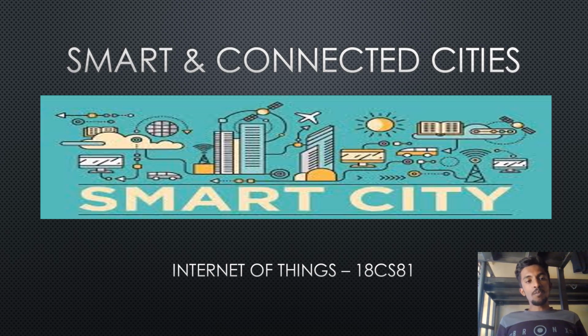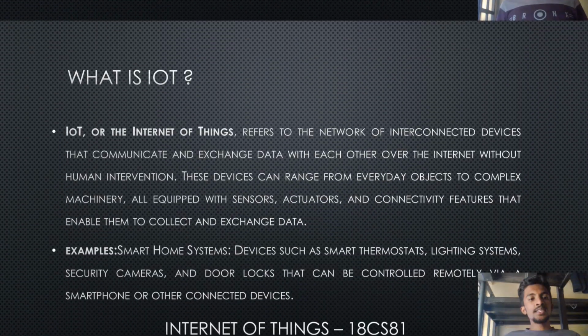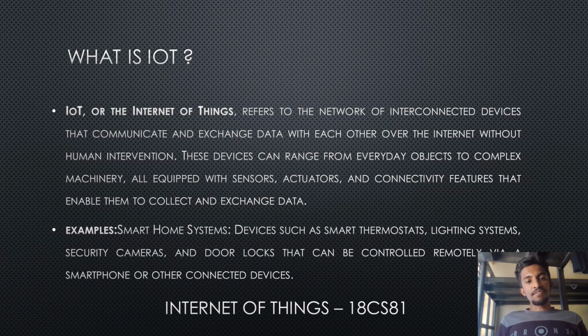I know many of you know about these smart and connected cities. And what is IoT? IoT, or the Internet of Things, refers to the network of interconnected devices that communicate and exchange data with each other over the internet without human intervention. These devices can range from everyday objects to complex machinery, all equipped with sensors, actuators, and connectivity features that enable them to collect and exchange data. Examples of IoT devices are smart home systems, devices such as smart thermostats, lighting systems, security cameras, and door locks that can be controlled remotely, by smartphone or other connected devices.